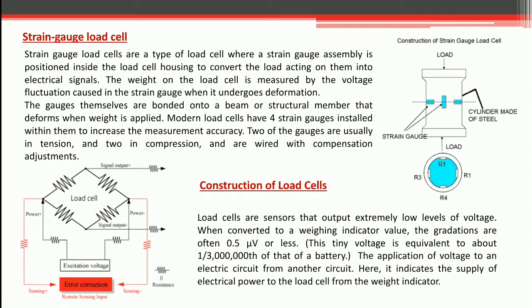Now all these 4 gauges are connected electrically as the 4 limbs of a Wheatstone bridge circuit. When there is no load on the cell, all the 4 gauges have the same resistance, and the end terminals have the same potential. The bridge becomes balanced and the output voltage becomes 0. So now we will see how the construction and working of the load cell is defined.